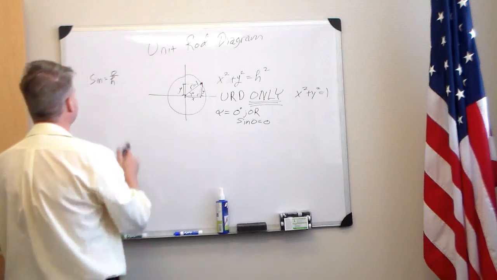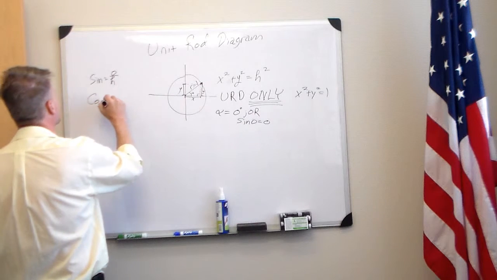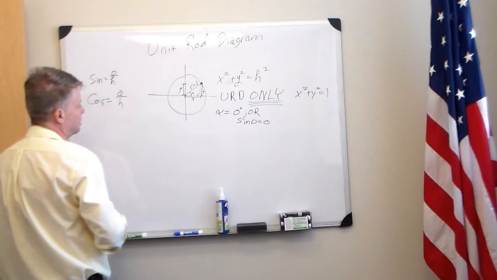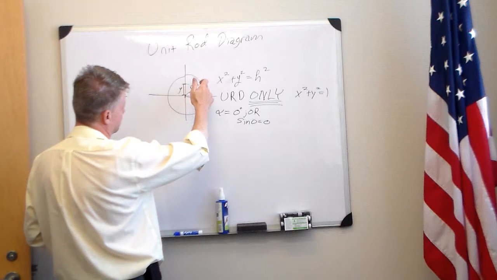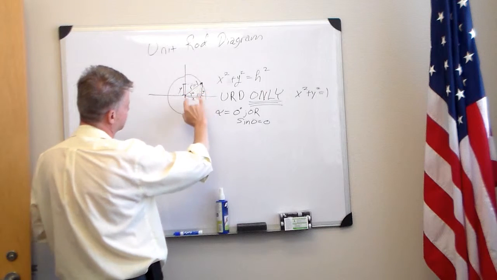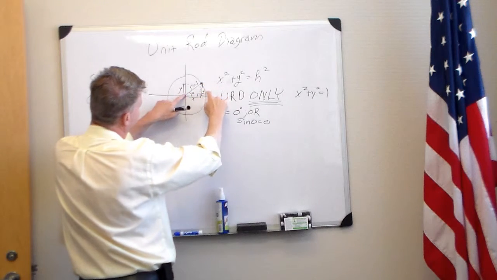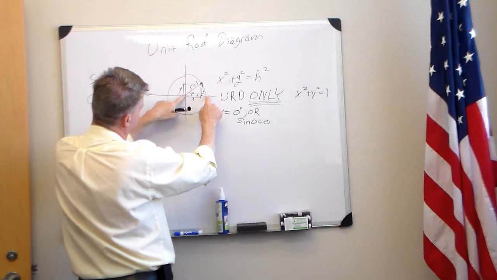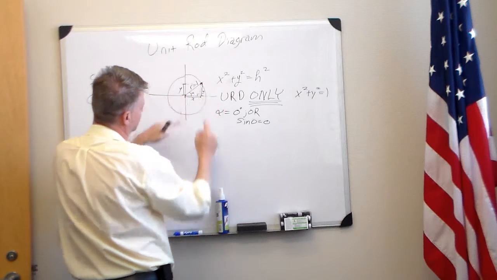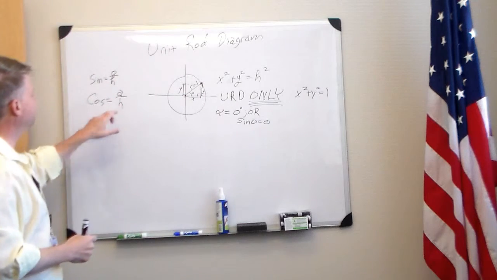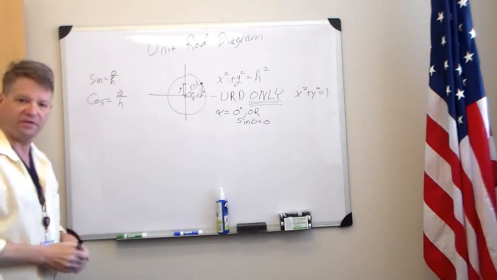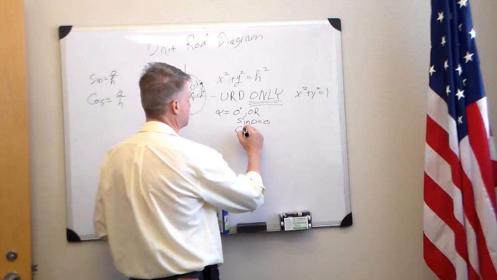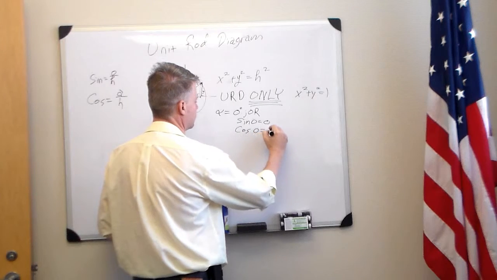Cosine, on the other hand, is the adjacent over the hypotenuse. Well, this is the adjacent. X is the adjacent value. And if you think about taking this down to 0, this is going to be the radius and the x value are going to be exactly the same. So the adjacent over the hypotenuse, they're the same. They're both equal to 1. 1 divided by 1, and we get cosine 0 equals 1.